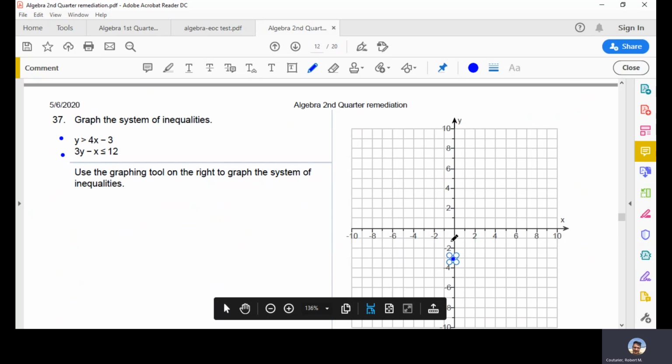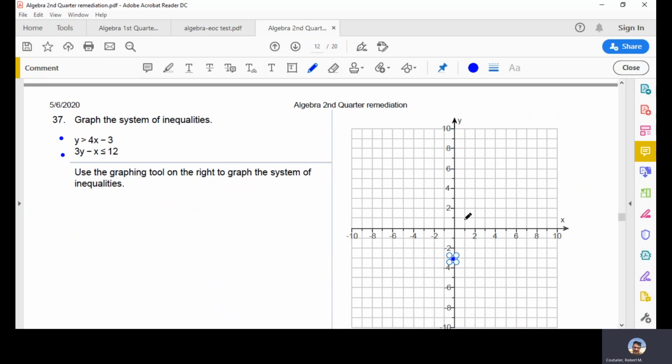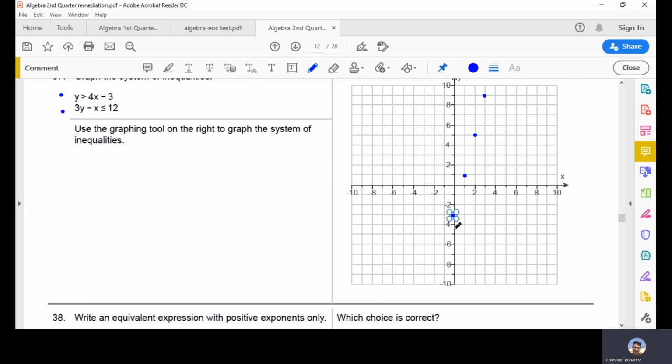We go up 1, 2, 3, 4 over 1. Up 1, 2, 3, 4 over 1. Great. And Math Excel, of course, is going to draw that line for you. Is this solid or dotted? This is a dotted line. I'll just expand the dots. So here's our dotted line.